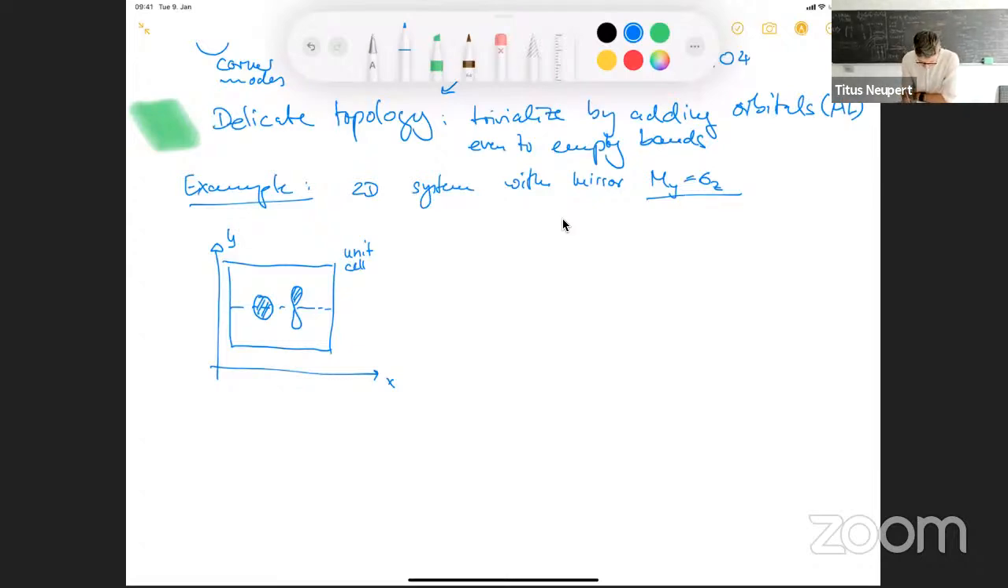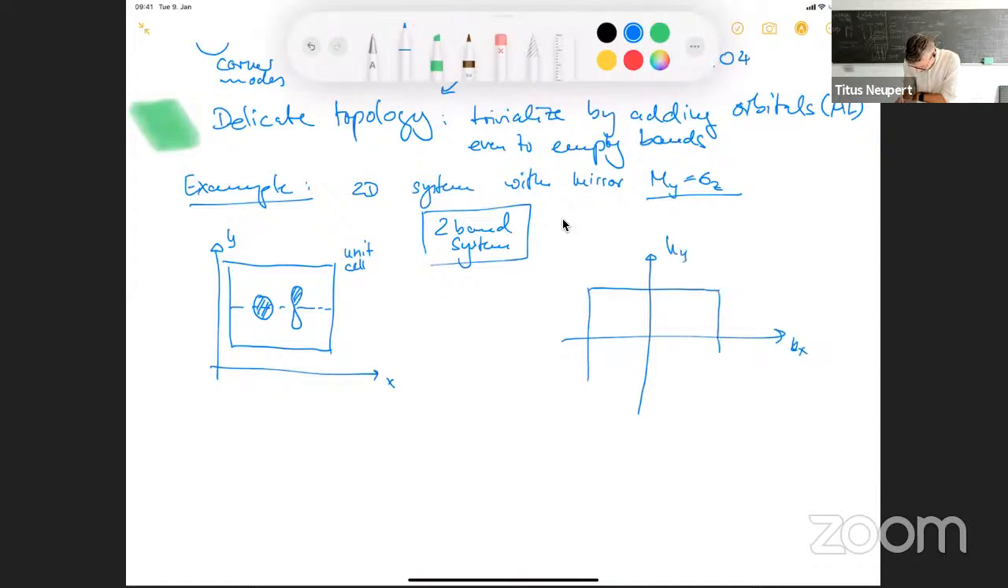The point is, if this is a two-band system, then there's one occupied and one empty band. In the Brillouin zone, I now have the mirror invariant lines, at pi and zero for ky. On these lines there is something special happening, namely the eigenstates of the system are constant. They don't depend on kx. That's just because the Hamiltonian has to commute with sigma z and it's only a 2x2 matrix. So eigenstates along these lines are constant.